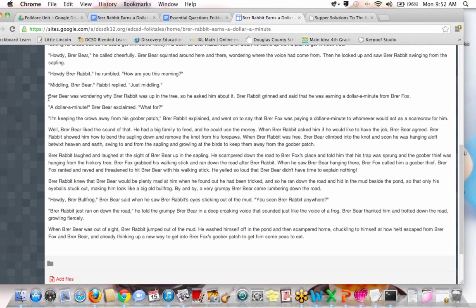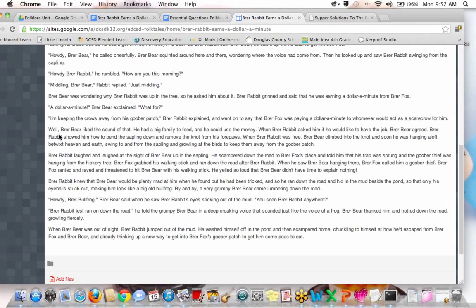Br'er Bear was wondering why Br'er Rabbit was up in the tree, so he asked him about it. Br'er Rabbit grinned and said that he was earning $1 a minute from Br'er Fox. $1 a minute, Br'er Bear exclaimed. What for? I'm keeping the crows away from his goober patch, Br'er Rabbit explained, and he went on to say that Br'er Fox was paying $1 a minute to whomever would act as a scarecrow for him.